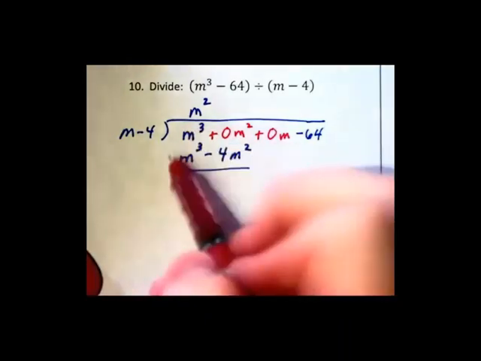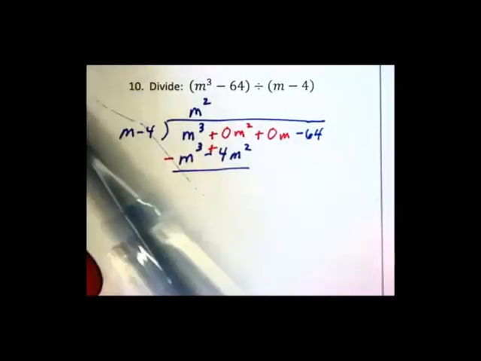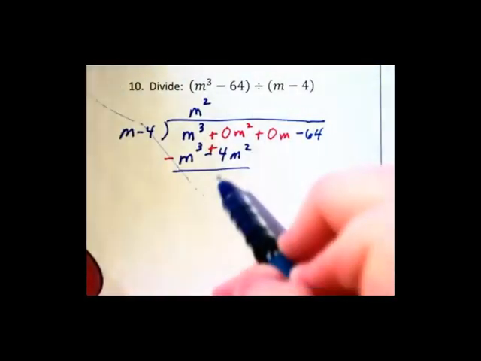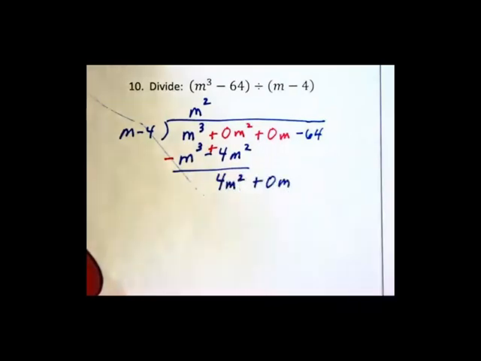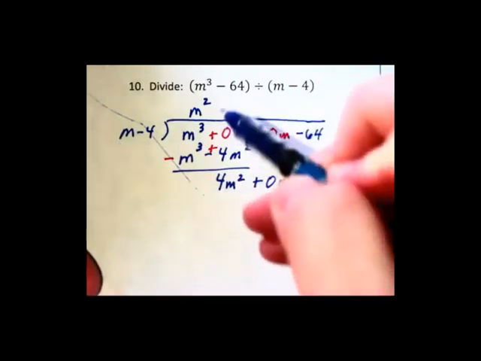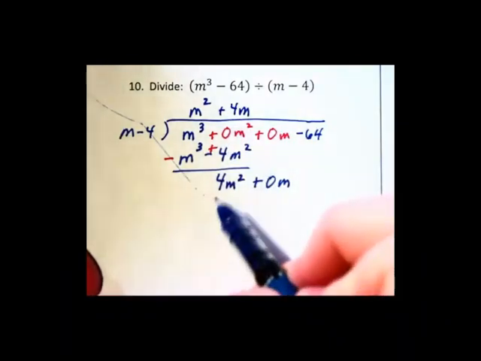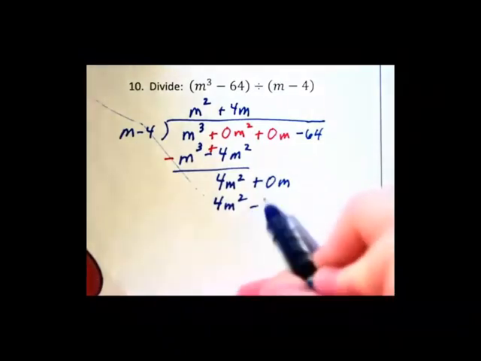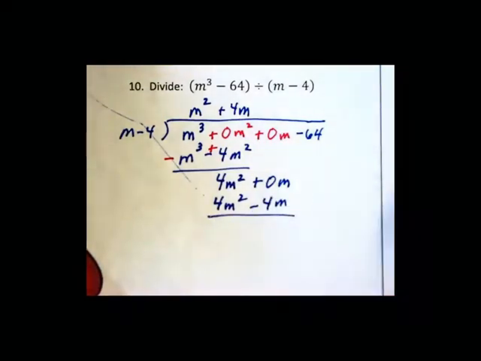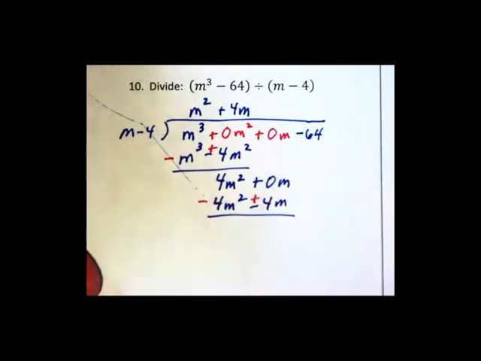Change the sign of this line. We're going to add the opposite, which, adding down, gives us 4m squared. Bring down the 0m. m out front times 4m gets us to the 4m squared. So 4m on the top times the m gives us 4m squared. 4m times the minus 4 gives us minus 4m. Adding the opposite gives us a minus and then a plus.